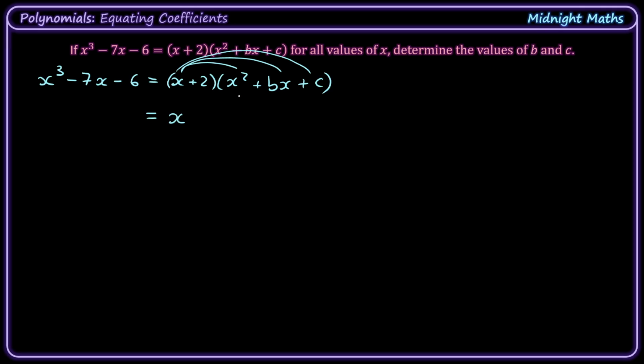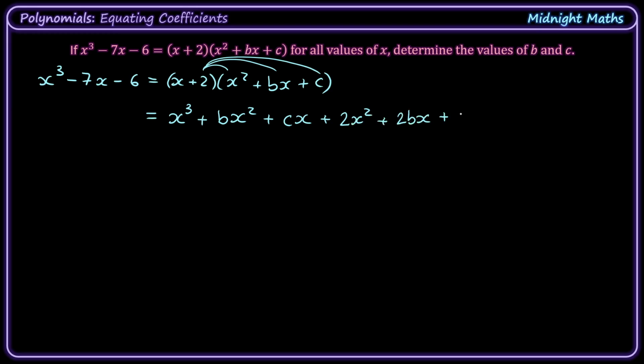So starting with x times x squared is x cubed, x times bx is bx squared, x times c is cx. And now the next one, that's the 2. I'm going to do 2 times x squared is 2x squared, 2 times bx is 2bx, and 2 times c is 2c. Awesome. But I'm not ready yet because I have more than one x squared term and I have more than one x term. I need to collect like terms so that everything has only one of each type of x term.